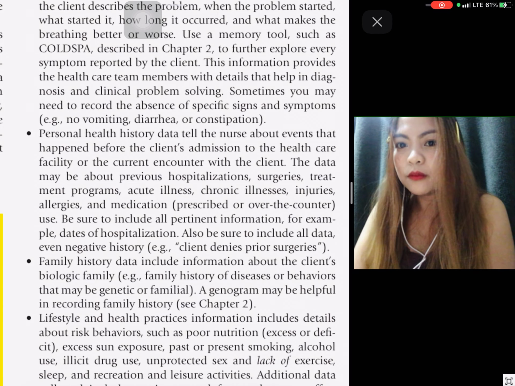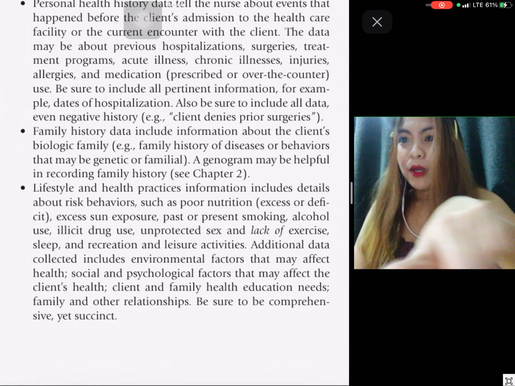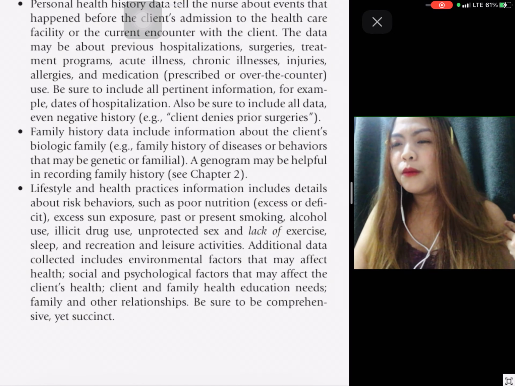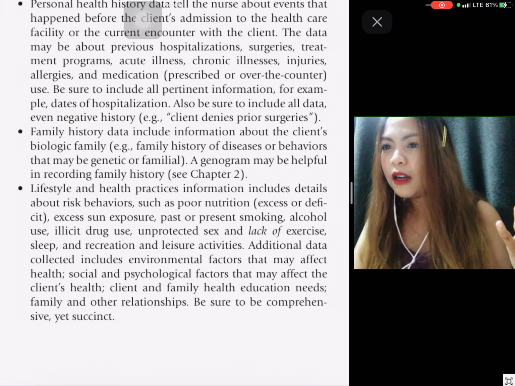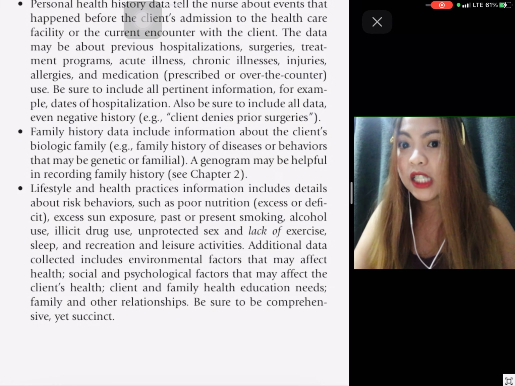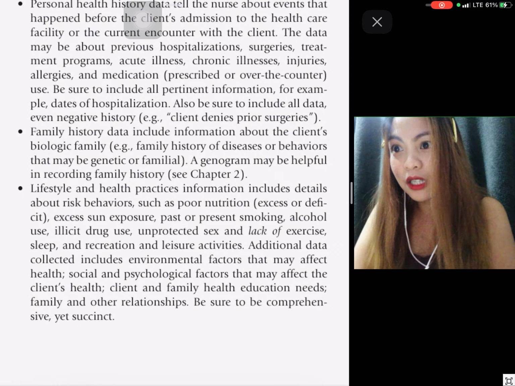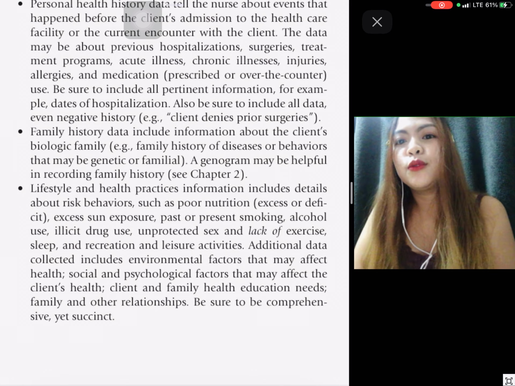Lifestyle and health practices information includes details about risk behavior. For example, the patient has poor nutrition. Ma'am, what is poor nutrition? Does it mean deficient? No. Poor nutrition can be either an excess or a deficiency of any nutrients. So that can be poor nutrition.